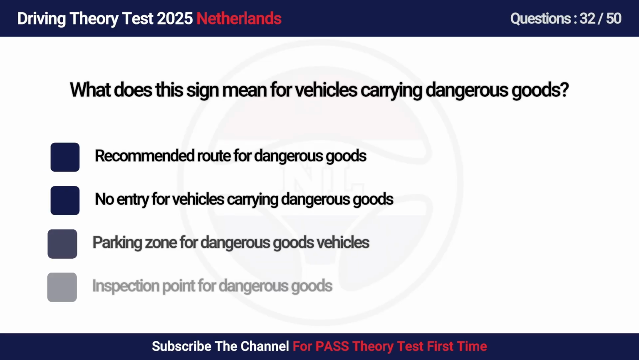Question 32. What does this sign mean for vehicles carrying dangerous goods? A. Recommended route for dangerous goods. B. No entry for vehicles carrying dangerous goods. C. Parking zone for dangerous goods vehicles. D. Inspection point for dangerous goods.